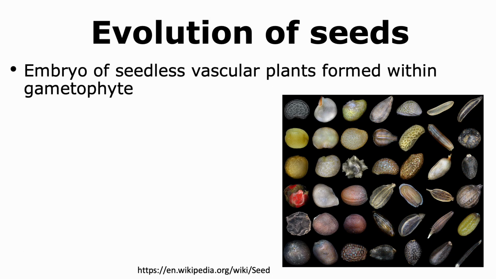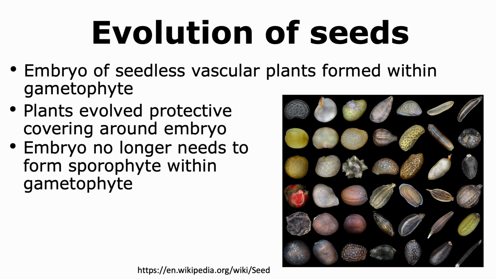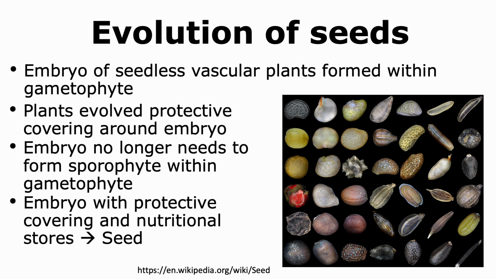One similarity between seedless vascular plants and non-vascular plants is that the embryo is formed within the gametophyte. Over time, plants evolved a protective covering around this diploid multicellular embryo. This allowed the embryo to form a sporophyte outside the gametophyte. The multicellular embryo with the protective covering and nutritional stores is called a seed.